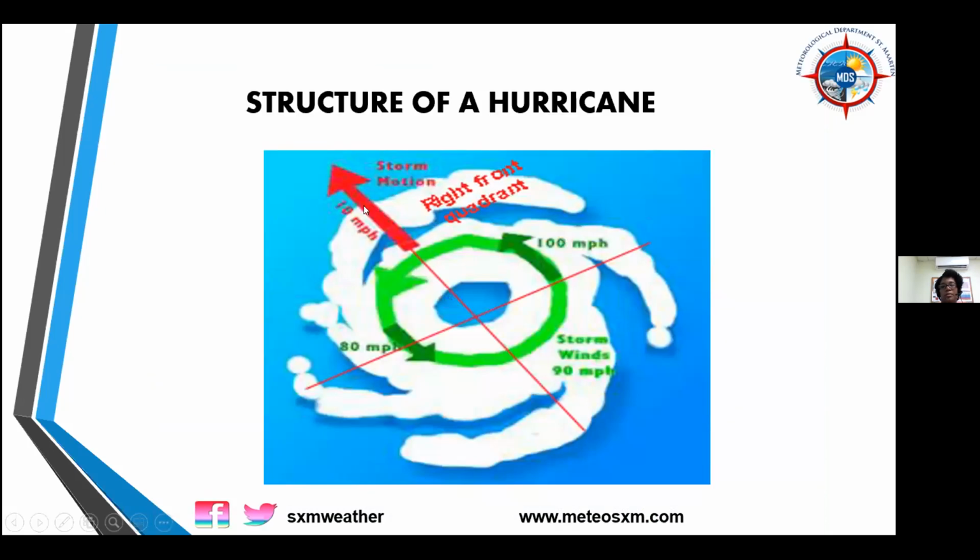Now, it depends on the movement of the storm. The front quadrant, I have a line or a cross where I split the hurricane in 4 halves. If it's going in this direction, the front right is the most destructive part of the hurricane. So if it's moving over you and your island is here, you may not feel the whole brunt of it. But if your island is on this side, you may feel the worst of the hurricane.